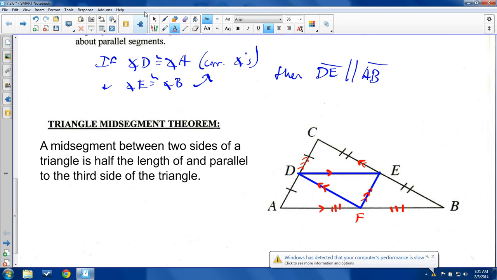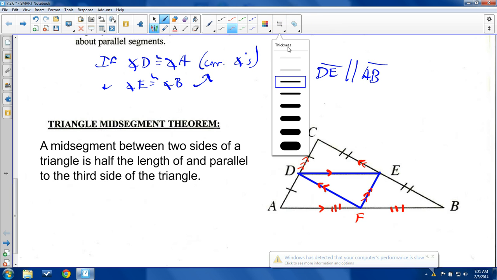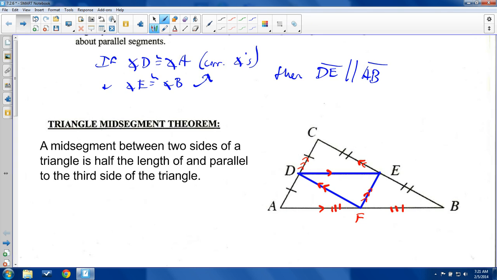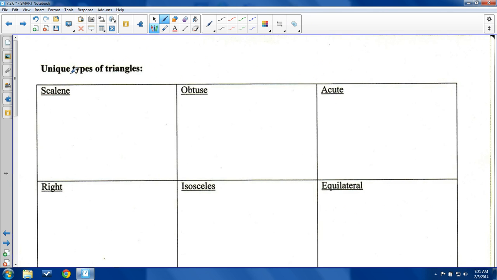I realize that this lecture is kind of iffy. Said it would be short. It's kind of getting long, so I'll go quickly now. Second page, if you flip yours over. Unique types of triangles. Okay. I'll be pretty short with these.